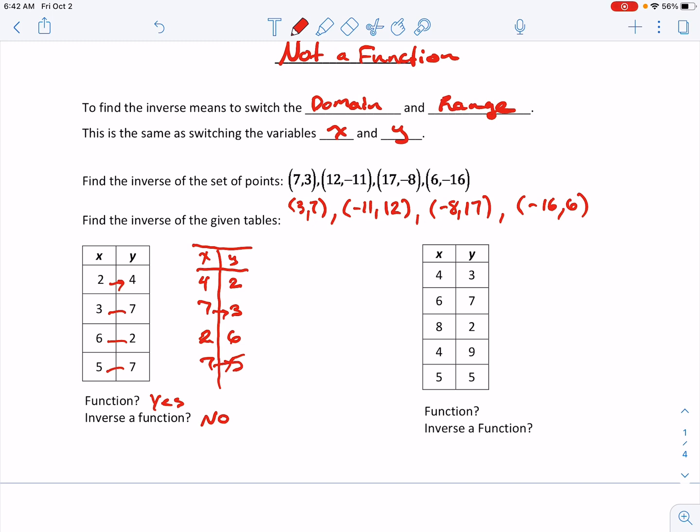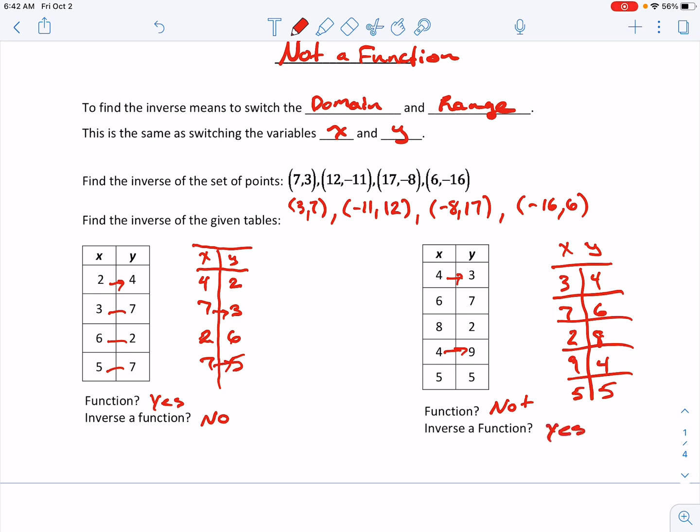Okay, over here on this next example, let's see if this is a function. 4. Does 4 go to two different places? Yep. So this is not a function to begin with. The inverse, if we switch these x's and y's, we're going to get 3, 4, 7, 6, 2, 8, 9, 4, and 5, 5. The 3 only goes to one number, 7, 2, 9, 5. So all the numbers in the x column are different for our table. So yes, this inverse is a function where the original was not.